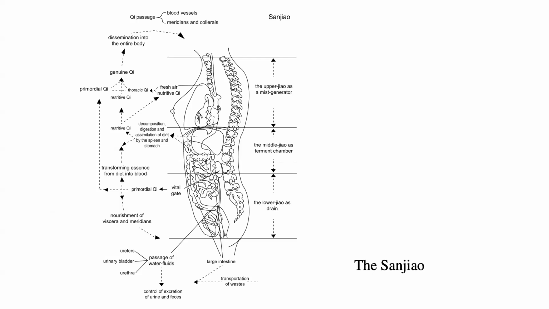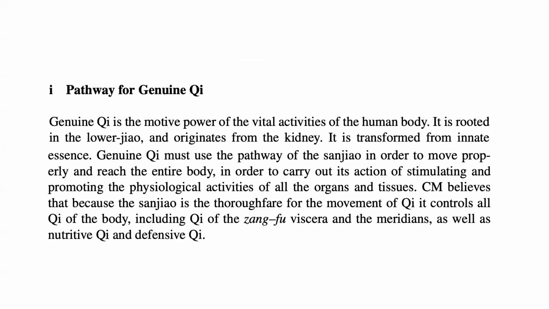Then we have the nutritive qi. Okay, so primordial qi, nutritive qi, and the fresh air, until eventually we come up with the genuine qi, which is disseminated into the entire body. So the upper jiao is known as the mist generator, the middle jiao is the ferment chamber, and the lower jiao is the drainage pathway for the genuine qi.